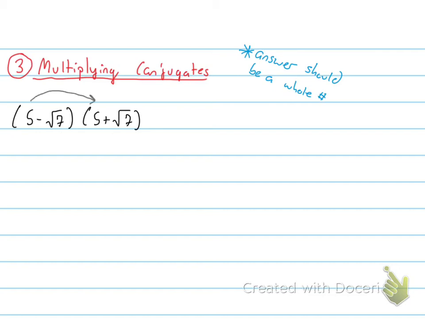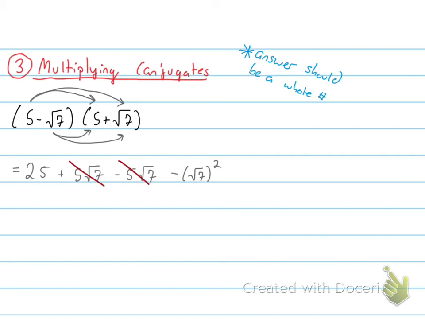When I multiply my first terms, I get 25 plus 5 square root of 7 minus 5 square root of 7 minus the square root of 7 squared. Now, as we've seen in pretty much all the conjugates that we've done so far, the middle terms will cancel out. And now I'm left with 25 minus the square root of 7 squared. This will simplify to give me 7. My final answer here is 18. So I did in fact get a whole number as my answer.